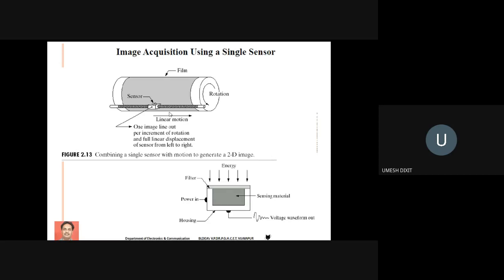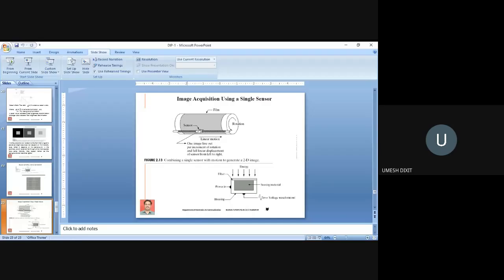Dear students, remember, single sensor, as the name itself indicates, means we are going to use only one sensor to capture the entire image. The photodiode is a very good example of a single sensor. However, if you have a single sensor, to capture the image you require movement of the sensor in both x and y direction.